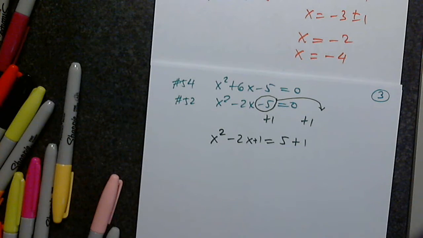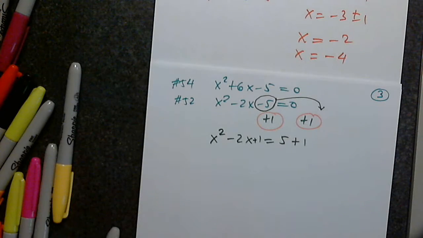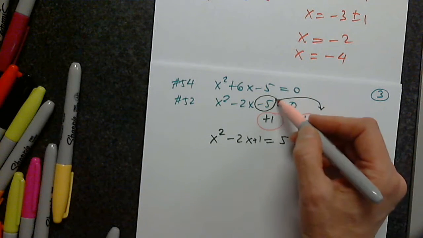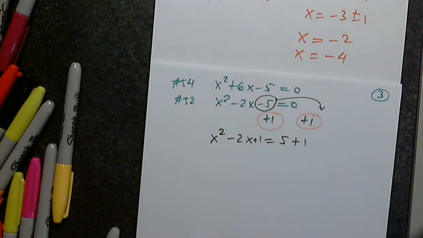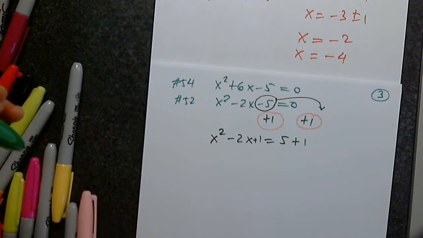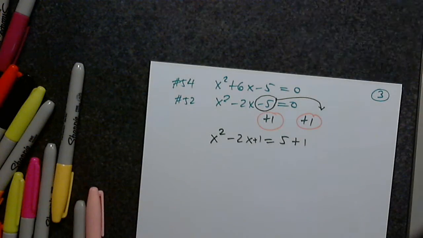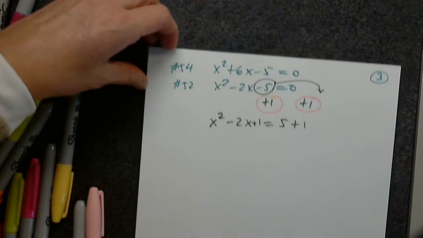So we separate this free term. We have to move it to the other side. And the middle coefficient is negative 2. We divide negative 2 by 2. We get negative 1. Negative 1 squared is 1. So that's how we get this number that has to be added to both sides. At the same time, we are moving negative 5 to the other side. It becomes positive 5. Can anyone give us the next step?